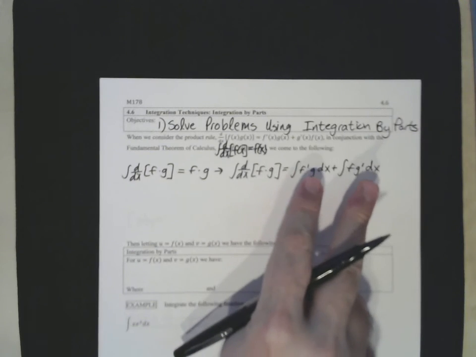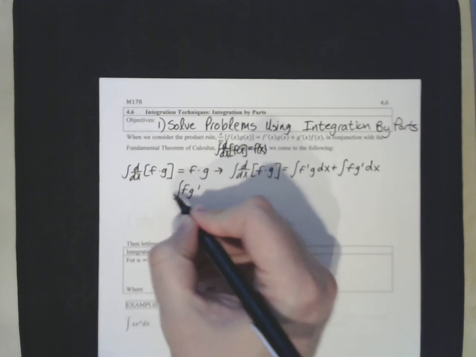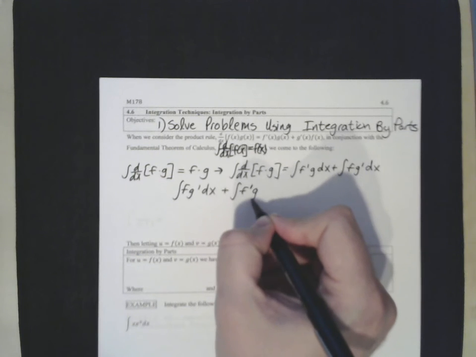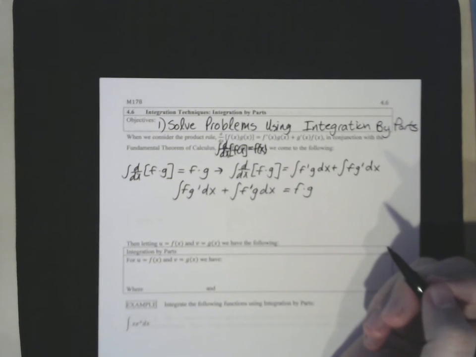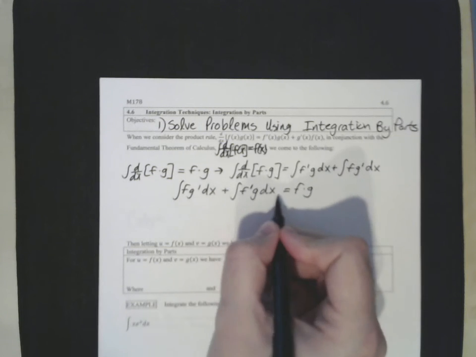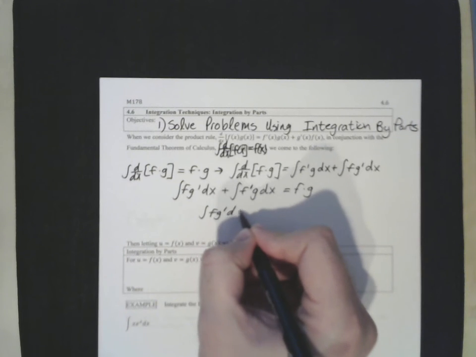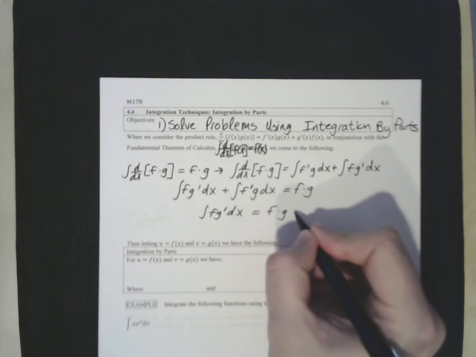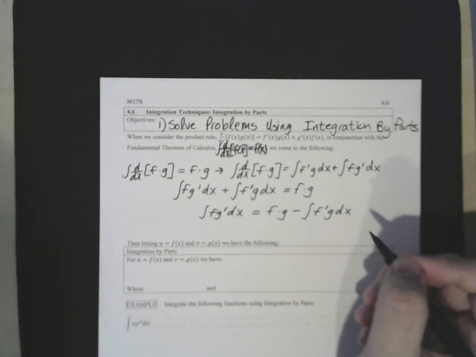Now, this means that these two things have to be equal. The integral of f g prime dx plus the integral of f prime g dx equals f times g. And so what we do here is we subtract this second piece away, and we have the integral of f g prime dx equals f times g minus the integral of f prime g dx.